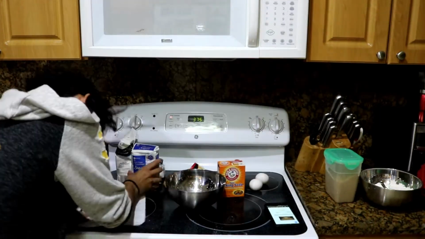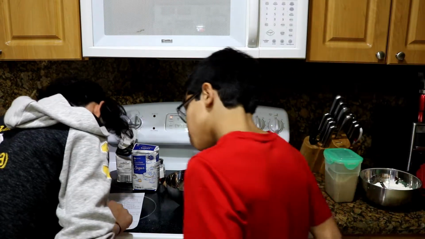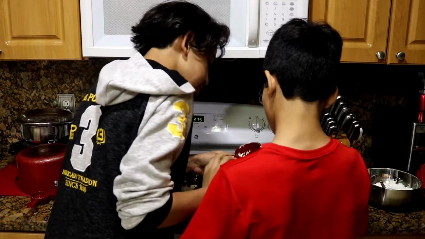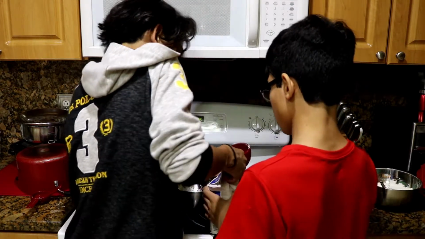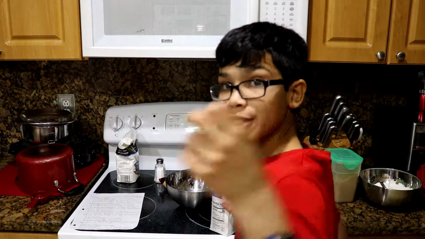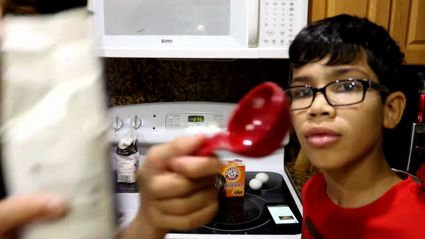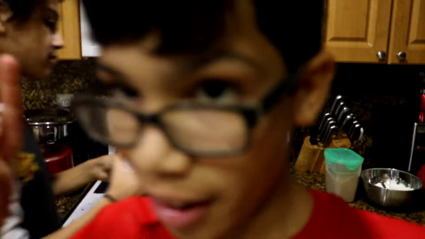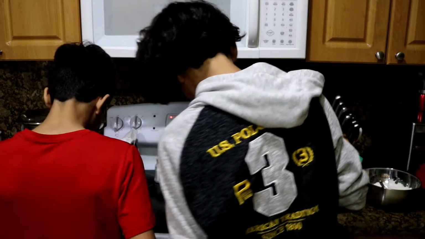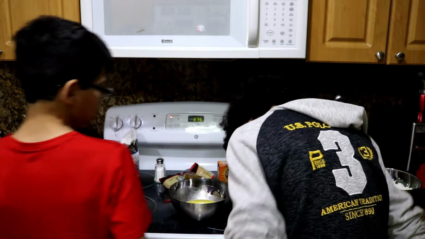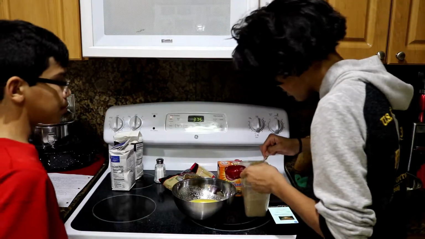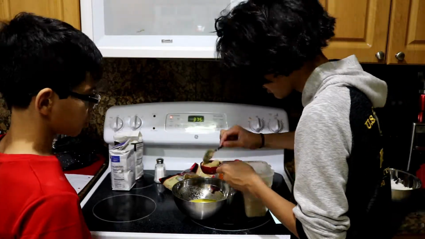Now that we have the butter, we need to get the sugar, the brown sugar, the eggs, and the vanilla. Okay, so we need 0.76 cup of sugar. So that's like 2/3 cup of sugar. No, 3/4 cups of sugar. Oh wait, I know how to math. 3 of these of sugar. Now we need the same amount of brown sugar.